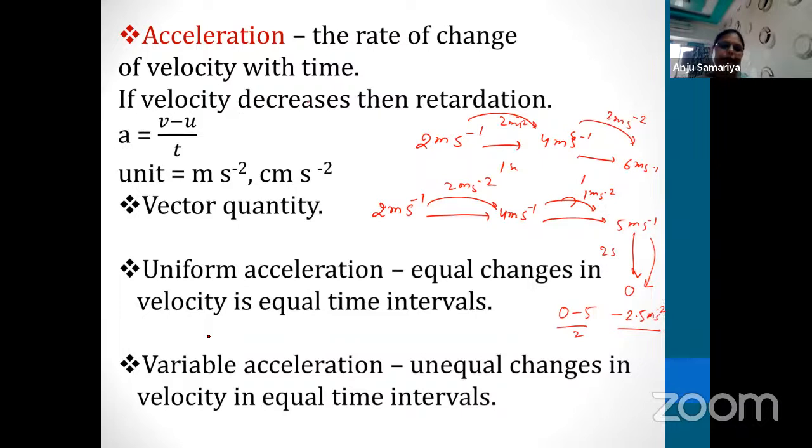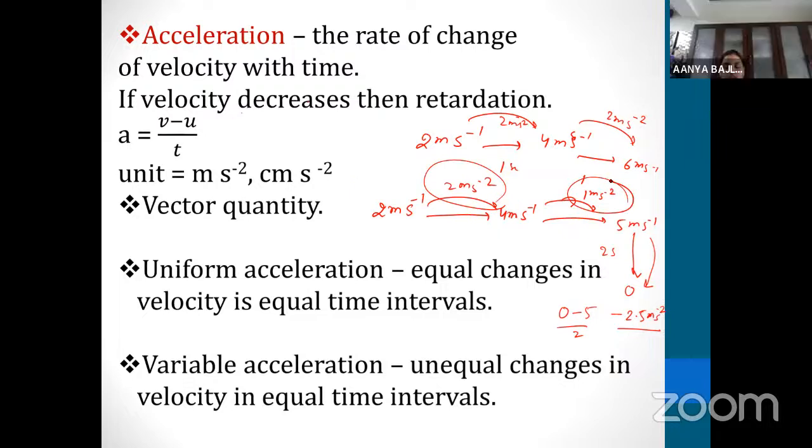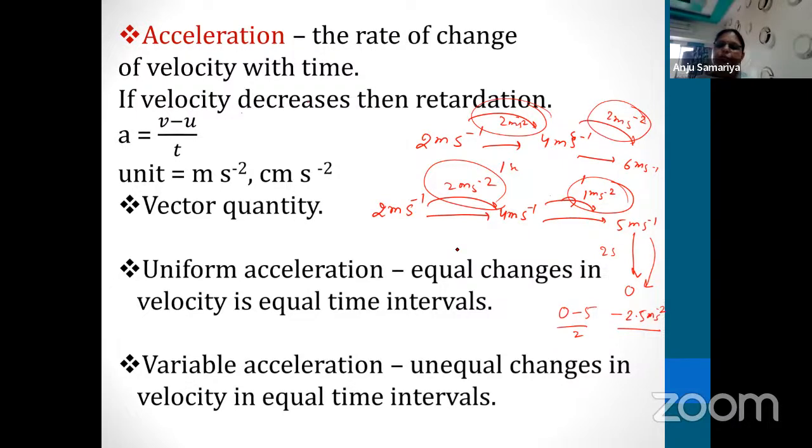Clear, Anya? Yes. So variable velocity is also clear, acceleration is clear. Here it is 2 meter per second, here it is 1 meter per second. Correct? Yes. So this is variable. But here we have 2 meter per second square, here also we have 2 meters per second square. It is uniform.